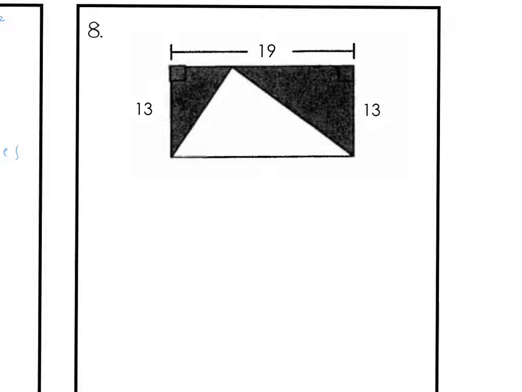Number 8 appears to be a rectangle with a triangle cut out of it. So to figure out the area of this rectangle, I'm going to take base times height. So for rectangle equals 19 times 13, and I get 247.